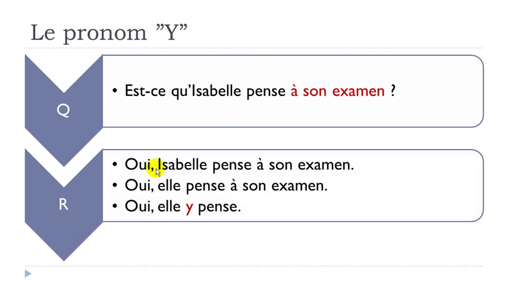First option, repeat everything. Oui, Isabelle pense à son examen. Second option, you just don't repeat Isabelle. Oui, elle pense à son examen. Third option, you don't repeat Isabelle, and same thing for à son examen, so oui, elle y pense. All right? Same concept, remember, Y should come before the verb.